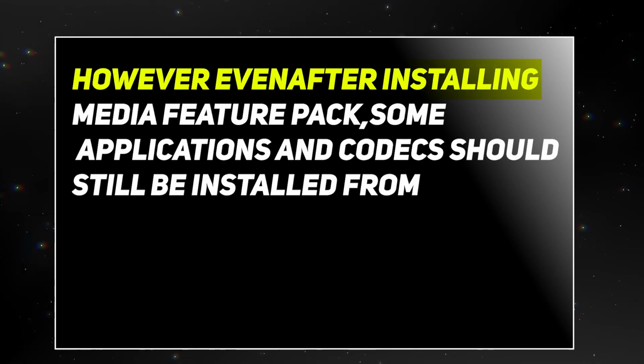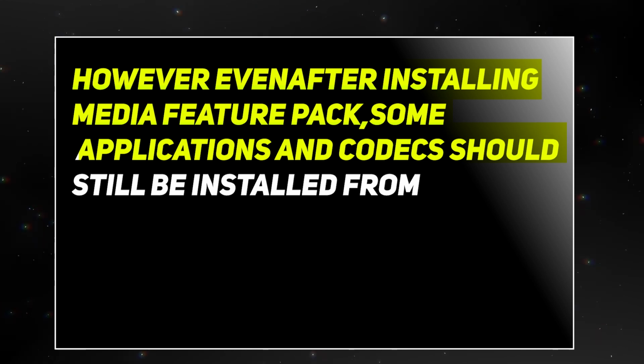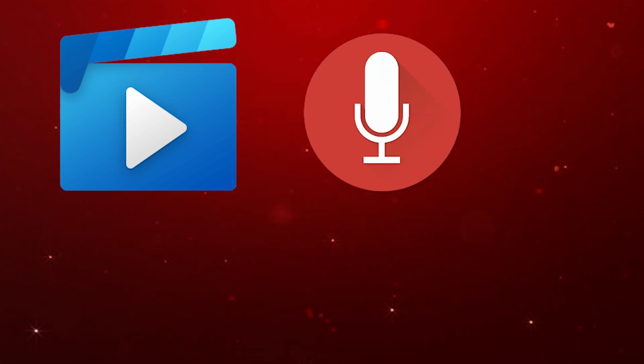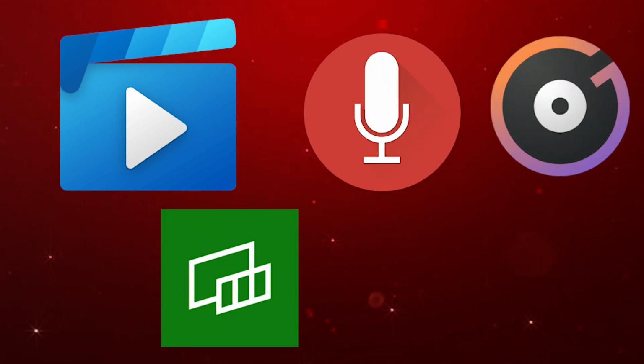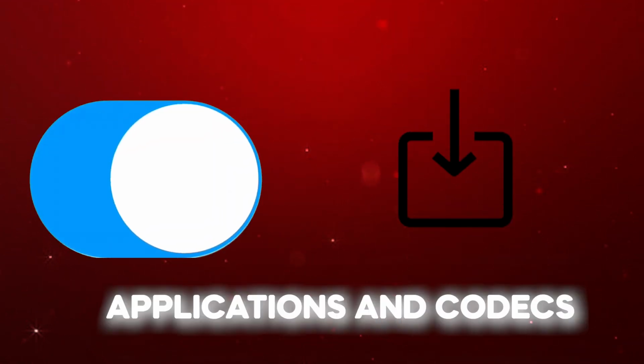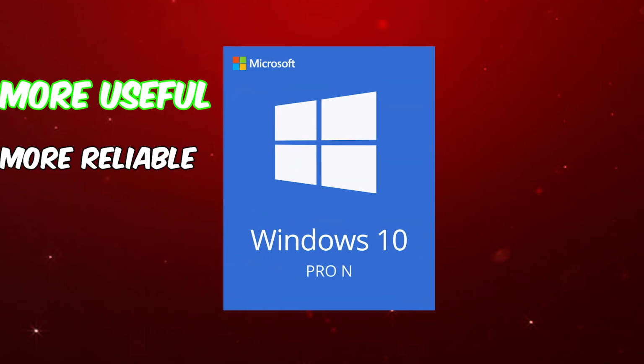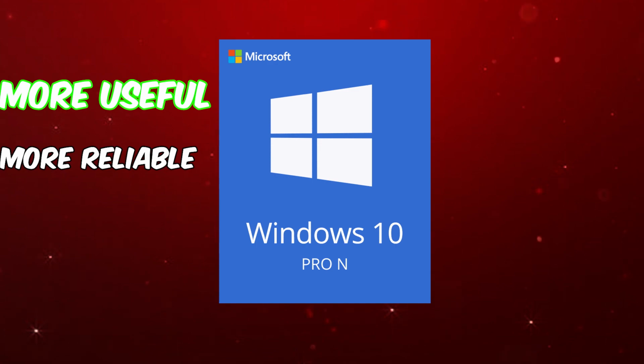However, even after installing the media feature pack, some applications and codecs should still be installed from the Microsoft Store, which include Movies and TV, Voice Recorder, Groove Music, Xbox Game Bar, and Skype. After enabling and installing all these applications and codecs, your Windows N version will be as useful and as reliable as the original Windows version.